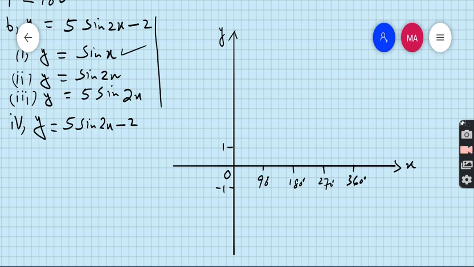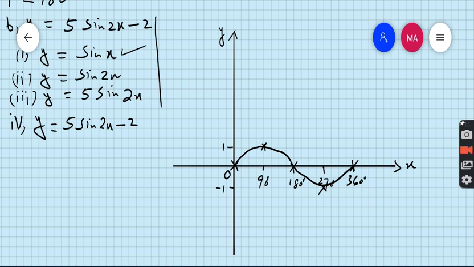Please keep in mind we are talking about y is equal to sine x. At 0 the value is 0. This is the first point. At 90 the value is 1. At 180 the value is 0. At 270 the value is minus 1, and at 360 the value is 0. Join all the points. So this is the graph of y is equal to sine x.